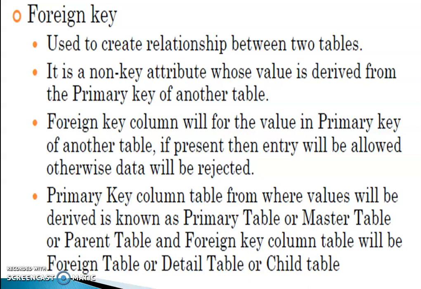It is a non-key attribute whose value is derived from the primary key of another table. The foreign key column will check for the value in the primary key of another table. If present, then the entry will be allowed, otherwise the data will be rejected. The table whose primary key column values are derived from is known as the primary table or master table or parent table, and the foreign key column table will be the foreign table or detail table or child table.